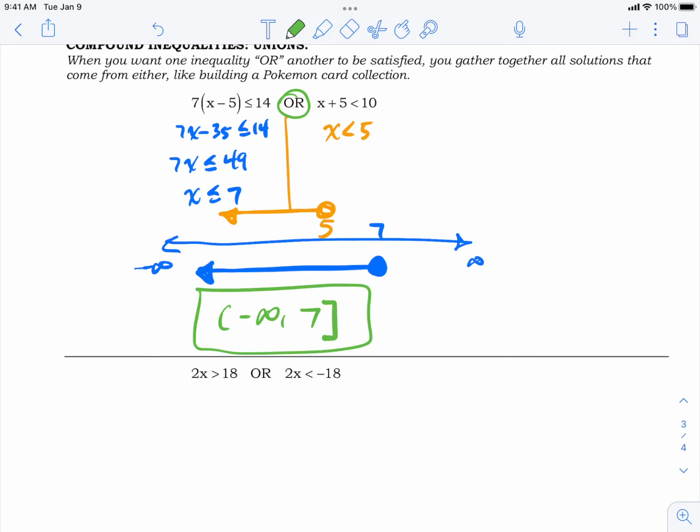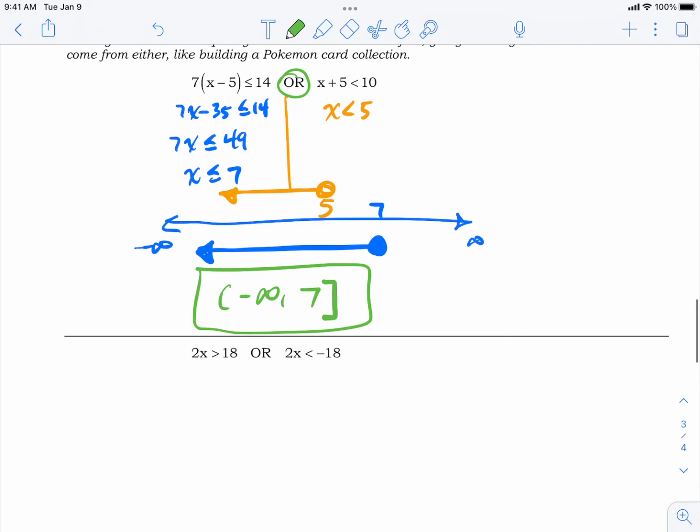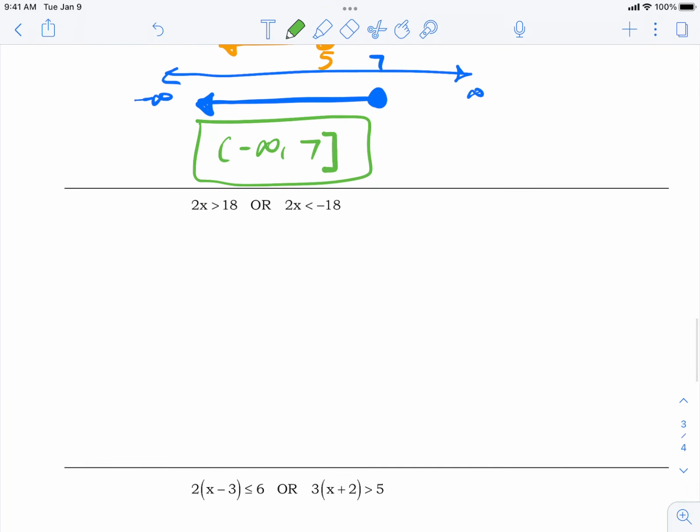Okay, so notice it's a very different idea than an overlap. It's not overlap. It's take everything you can get. It's greed. I don't know what it is. It's trying to build a Pokemon collection. That's what it is. Which is not greed, but whatever.